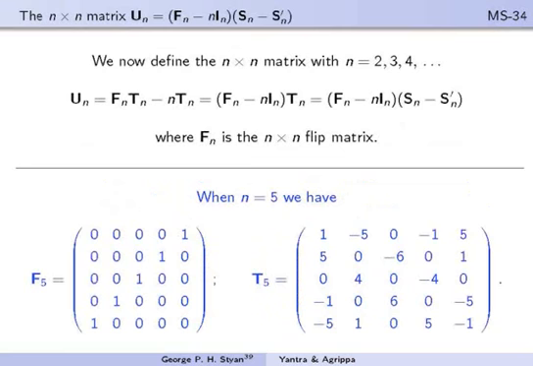We now define the matrix U_n, which is a flipped T_n minus n times T_n, and so there are differing formulas for it, as you can see. For n equal to 5, the flipped matrix F5 has the 1s on the backwards diagonal, and the U5 matrix has a 1 in the top left-hand corner, and then minus 6, minus 5, minus 6, minus 4, minus 5, and so on. The elements are curiously distributed, and it's not at all obvious if you see the matrix U5 that it really is a function of the matrix S_n.